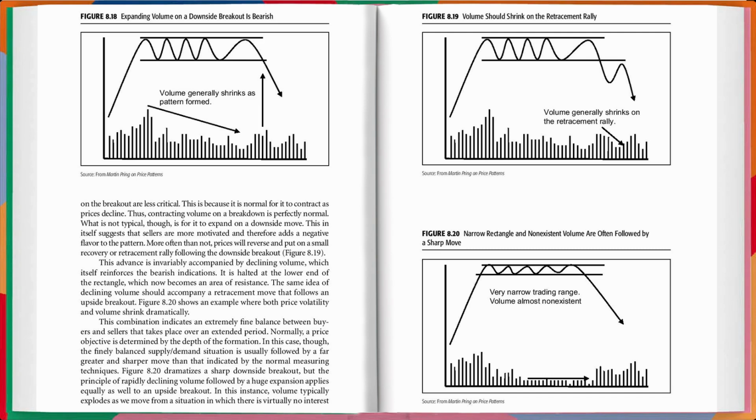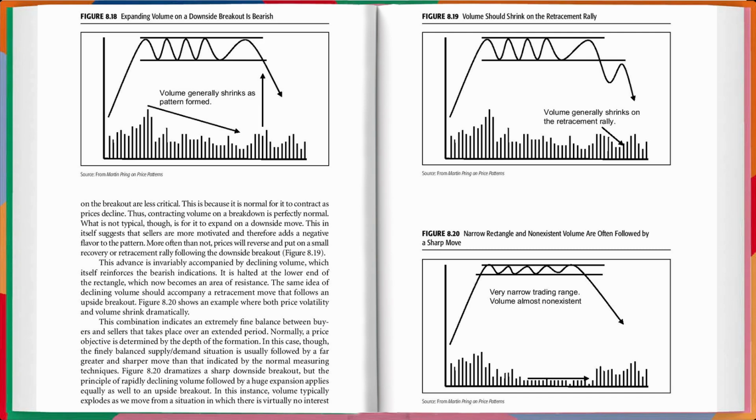More often than not, prices will reverse and put on a small recovery or retracement rally following the downside breakout, Figure 8.19. This advance is invariably accompanied by declining volume, which itself reinforces the bearish indications. It is halted at the lower end of the rectangle, which now becomes an area of resistance. The same idea of declining volume should accompany a retracement move that follows an upside breakout.